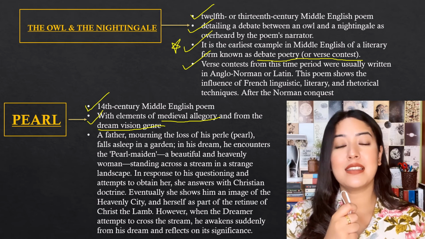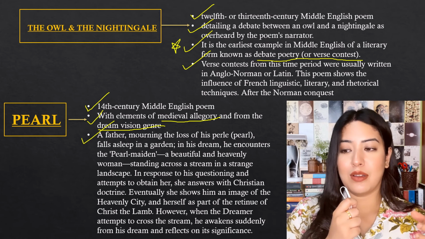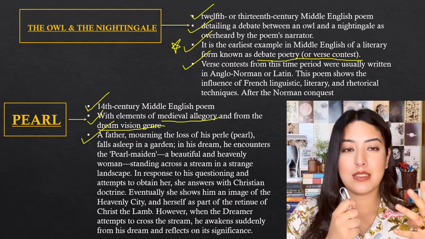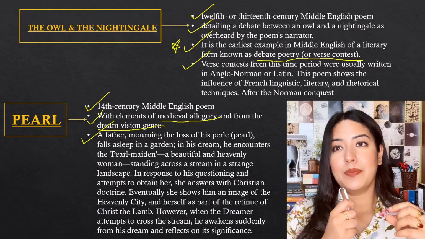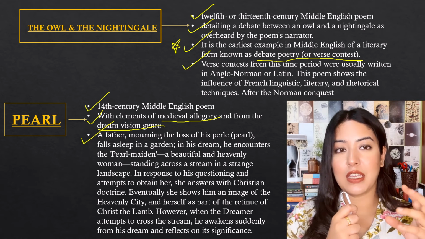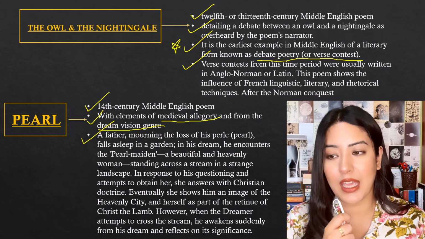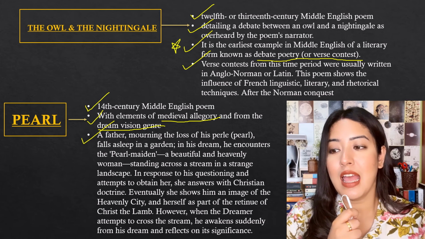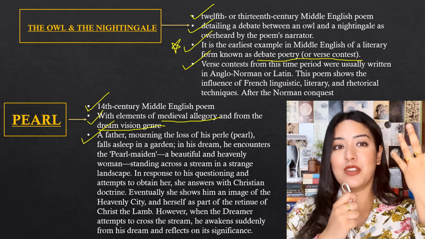So we're going to look at the summary. What is the summary of the Pearl? It is a father mourning the loss of his pearl. The pearl over here is symbolic of somebody he loves, a maiden he loves. And he loses his pearl, and he falls asleep in a garden. So he sleeps, and the dream vision starts.